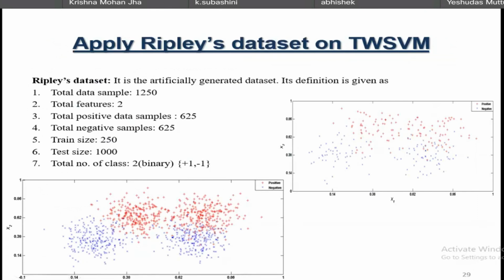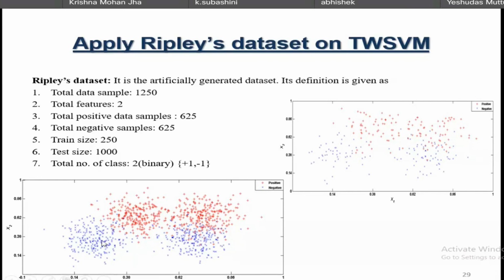So here I have taken one simple example where I have applied this particular model. I have taken this Ripley data set, where the total number of data samples is 1250, and the total features are 2, with 625 positive data points and 625 negative data points. And this is actually a standard data set. So normally in the training we take 250 samples, and in the testing we take 1000 samples. And the total number of classes is obviously 2, that is +1 and -1.